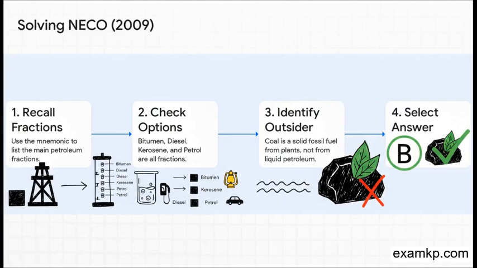Let's just scan the options. Bitumen, yep, that's B for blackouts. Diesel, yep, D for during. Kerosene, of course. Petrol, yes, P for people. What about coal? Is there a C in our sentence? No, because coal is a totally different thing. It's also a fossil fuel, but it comes from plants, not the marine stuff that makes oil. So coal is the outsider. The correct answer is B.